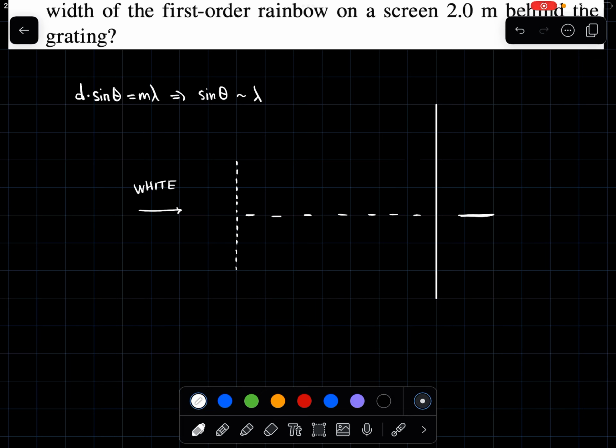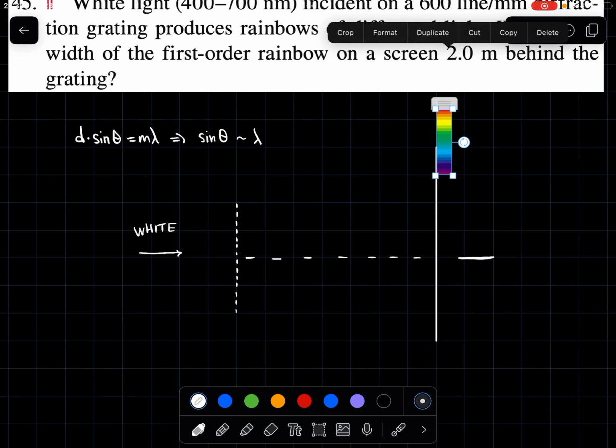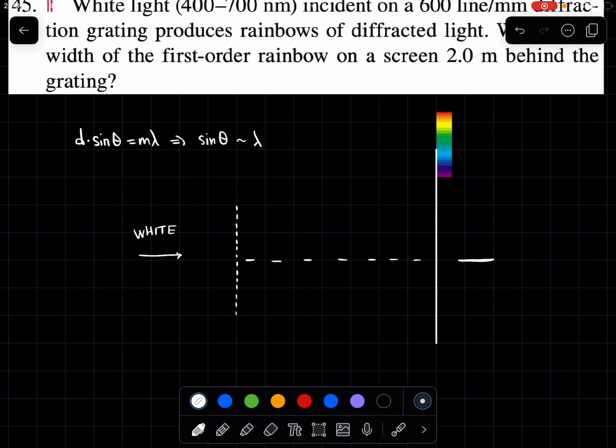So basically what we will see here is this kind of rainbow. Let me put it here. So what the problem is asking us is to find the width of this diffraction rainbow. Let's call the width W.